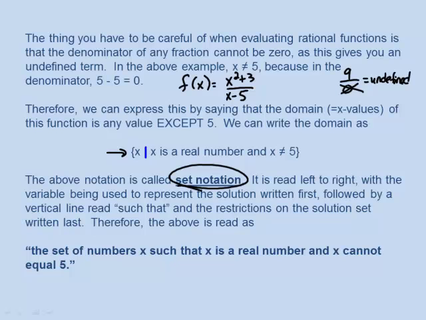Therefore, that set notation in the middle of the page is read as the set of numbers x, because that's the variable in our problem. If that was an a, then it would be an a there, or a b, or a y, or a z. The set of numbers x, such that x is a real number, and x cannot be equal to 5. That's a way of representing a domain that has a restriction on it.